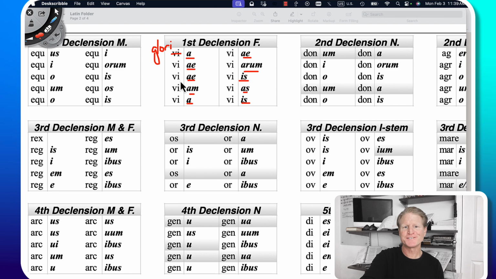In restored classical pronunciation, Gloria, Gloriai, Gloriai makes the I sound. Gloriam, Gloria, Gloriai, Gloriarum, Gloriis, Glorias, Gloriis. And this would be glory, of the glory, to the glory, by, with, or from the glory, the glories, of the glories, to the glories, by, with, or from the glories.